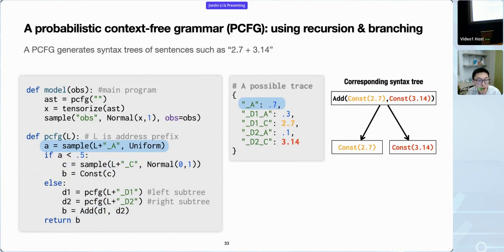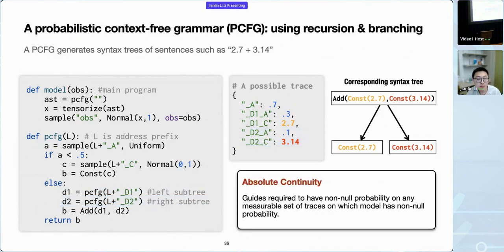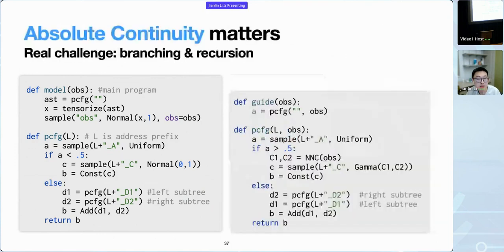In trace-based PPLs, a program defines a distribution on traces. This is a possible trace. It goes to the else branch since 0.7 is greater than 0.5. And for the two recursive function calls, it first samples a leaf node const 2.7, and the second one samples const 3.14. AC in trace semantics requires an enumerable set of traces on which the model has a positive probability. The guide should also have a positive probability on it.